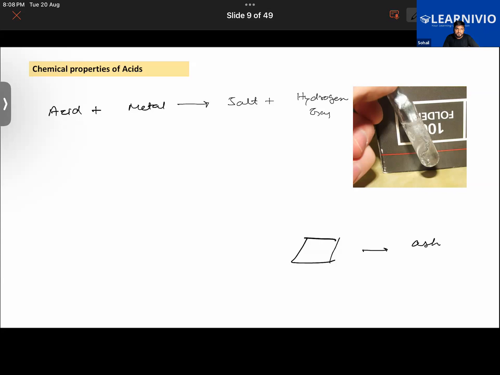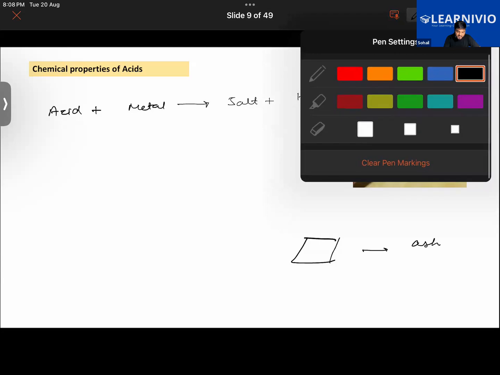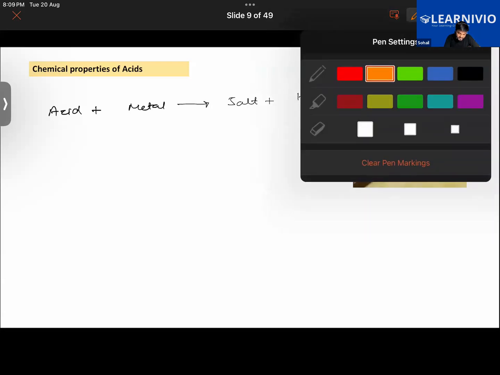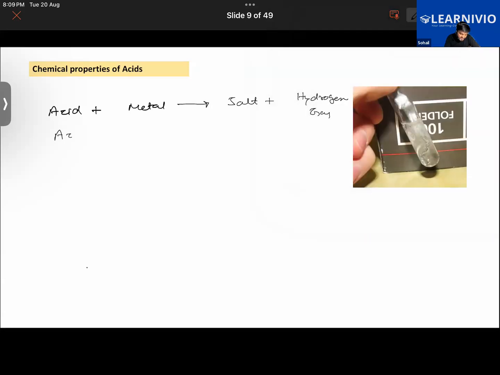Yes, Zunairo, no, no, sir. Right? So this is one of the chemical properties of acids, that it reacts with metal to give out salt and release hydrogen gas. Getting this so far? Another property is that acids will react with base.